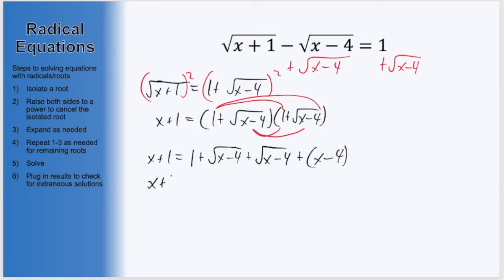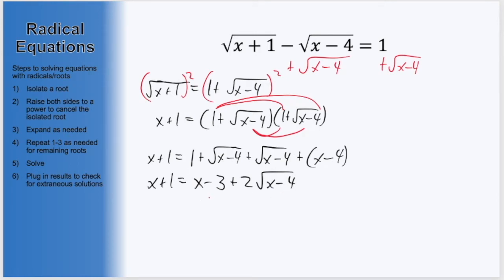When I combine my terms on the right, I have an x by itself and a 1 minus 4, leaving me with a minus 3. And then these two square roots are the same, so we can actually combine them by adding them together into 2 times the square root of x minus 4. So I raised my equation to a power and expanded, but I'm still left with a remaining square root, so I'll have to repeat the process and get this square root by itself.